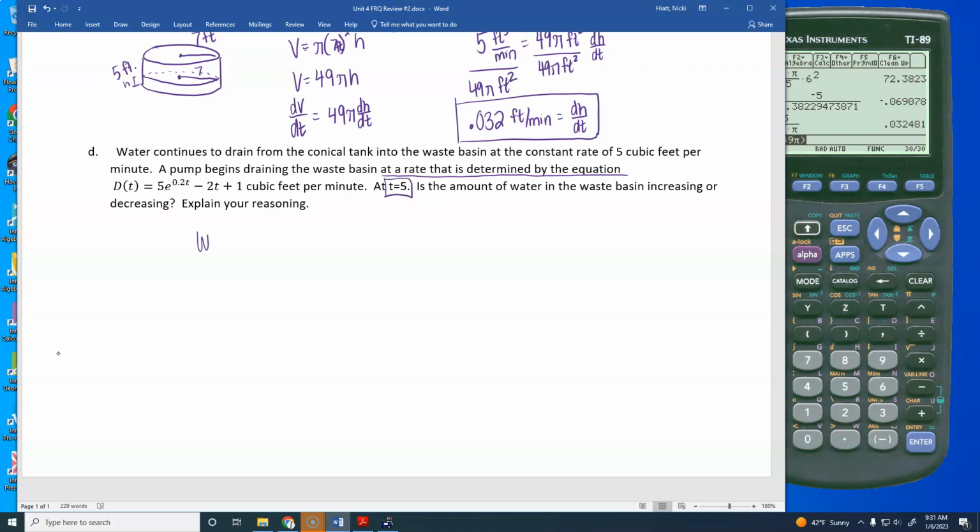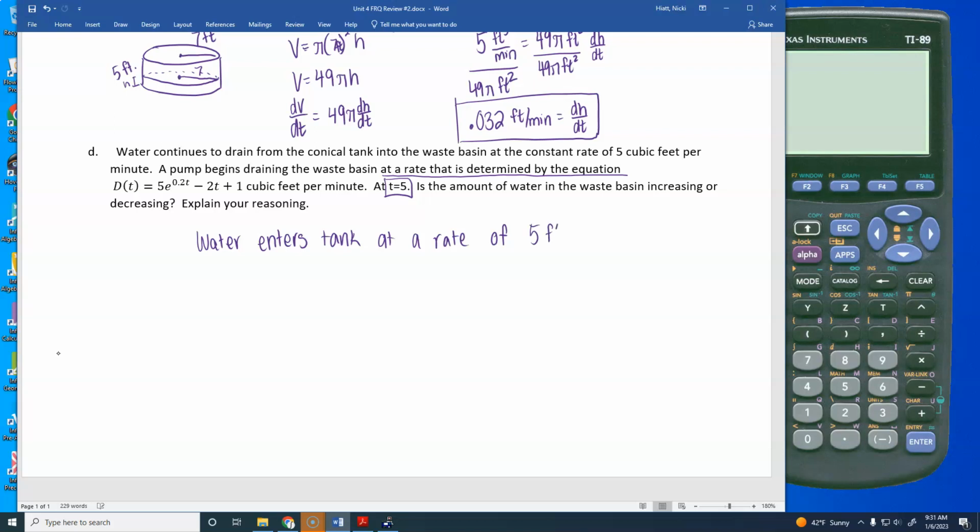So water enters the tank at a rate of, what's the rate the water's entering the tank? 5 cubic feet per minute. Right, that's just that constant rate we've been using for this problem.